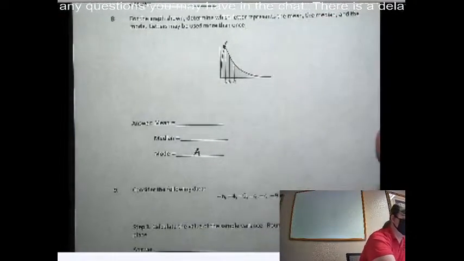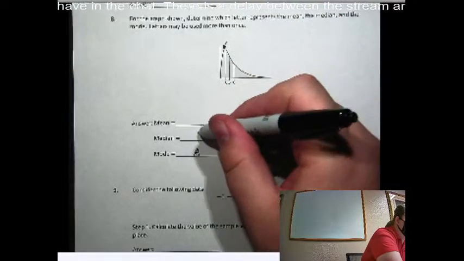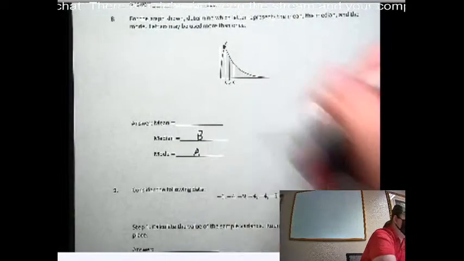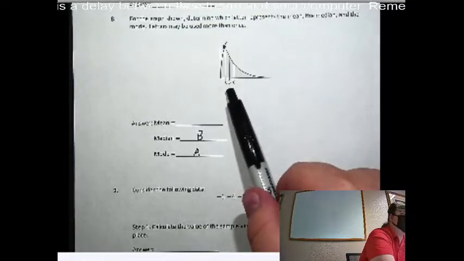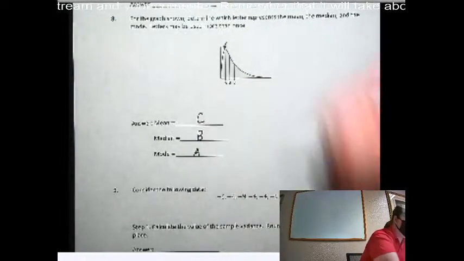Median is the middle number. It's what separates our data in halves. That's B. And then always on the other side of the median from the mode is the mean. So C.